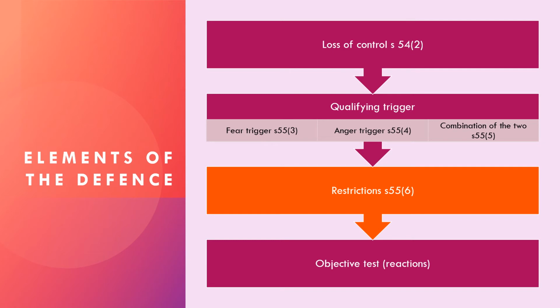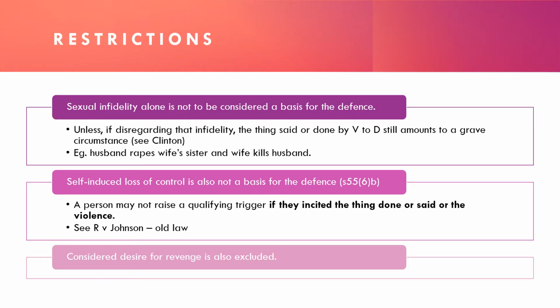Now, in some cases, if you're studying this or looking at other materials, then you'll find there are three main elements to loss of control. There is a loss of control, there's a qualifying trigger, and there's the objective test. But based on my experience of teaching this, some students do forget to include restrictions, which is why I've included this as part of the elements for this defence. Now realistically, in the problem question, one or more of those will be ripe for discussion, so we should make sure we include it. So to that end, I've included it as an element.